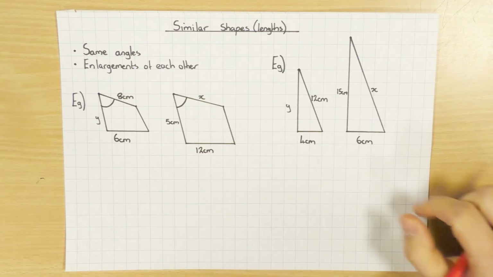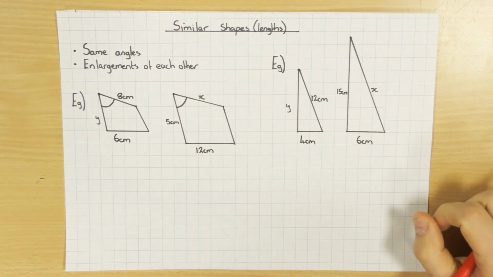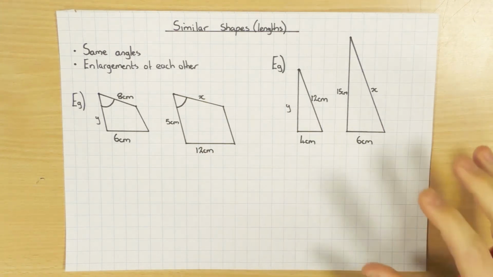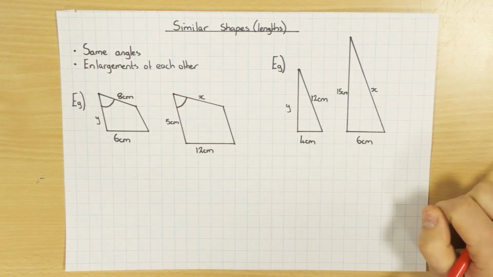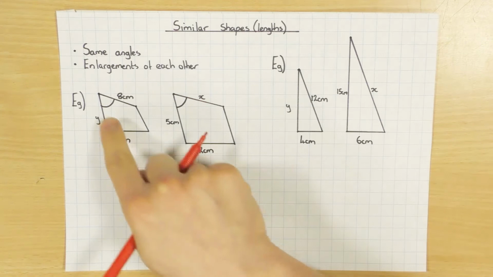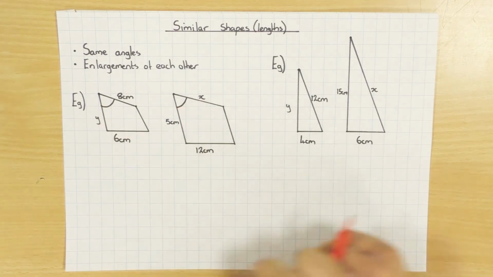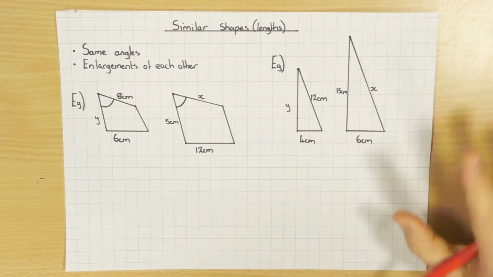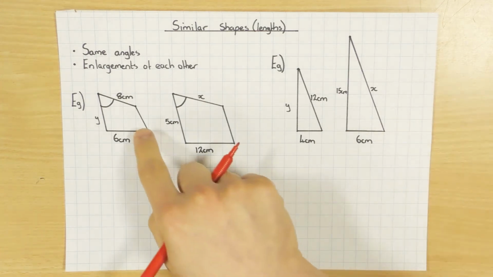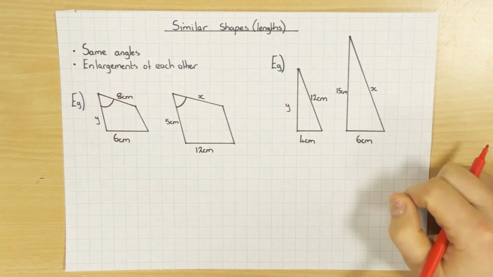Now the first thing with similar shapes, and the question in the exam will always tell you that the two shapes are similar, and that tells you that all of the angles are the same. So for example, this angle here will be the same as this angle here, and that angle will be the same as that one, and so on and so forth. So all of the angles are the same, but the shapes are just enlargements of each other.